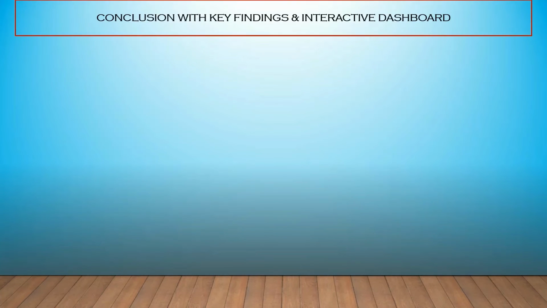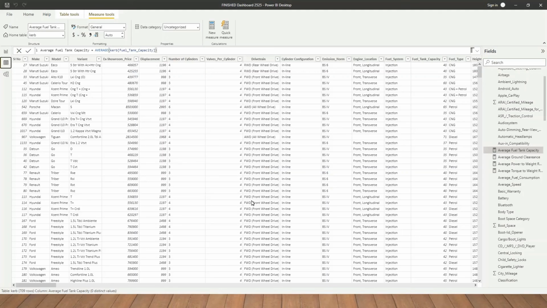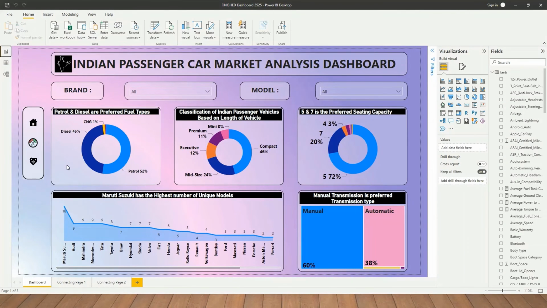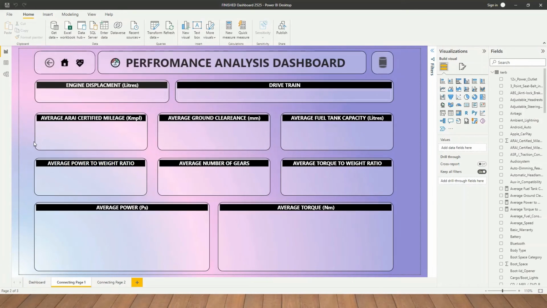Now, the final part of our presentation is the conclusion with key findings and the interactive dashboard. Now, let's jump on to the Power BI interface. Here in the report view, we have created the 3-page Power BI dashboard with the help of the visualizations that we have created from our objectives. And we also have created button navigation where we can navigate through different pages by clicking on that button.